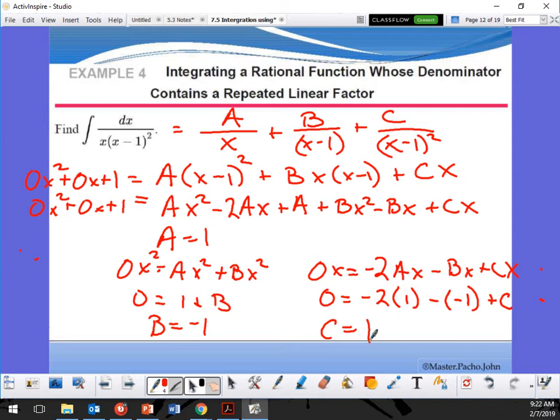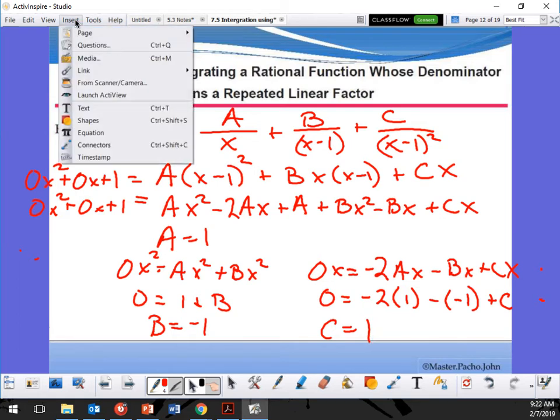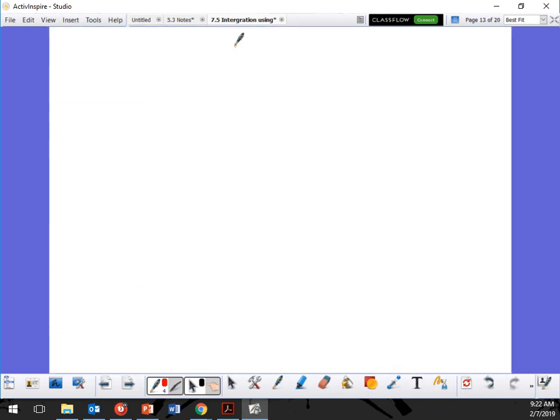Yes, no, maybe? Yes. All right, let's go ahead and plug that in now. So it's going to be 1, -1, and 1. So integration of 1 over x plus -1 over x minus 1, plus 1 over x minus 1 squared.